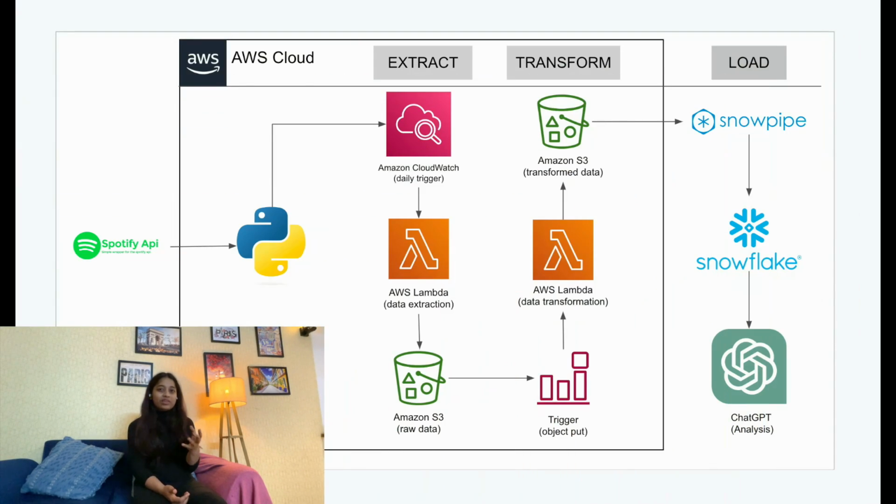First of all, we will extract data from Spotify using the Spotify API. Then we will create two Lambda functions, one for extraction and the second one for transformation. And then we will apply two triggers on both Lambda functions to automate the process of extraction and transformation. Then we will load our transformed data into Snowflake using Snowpipe. And finally, we can analyze our transformed data using ChatGPT if you want.